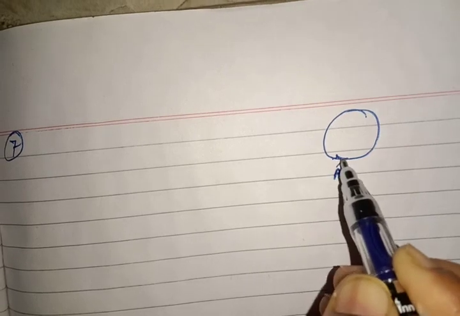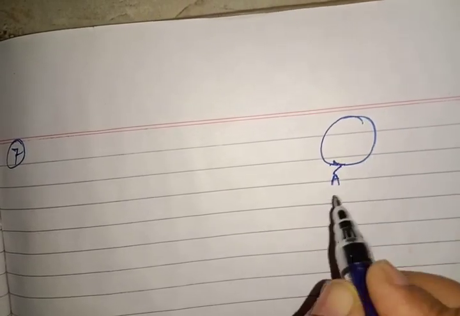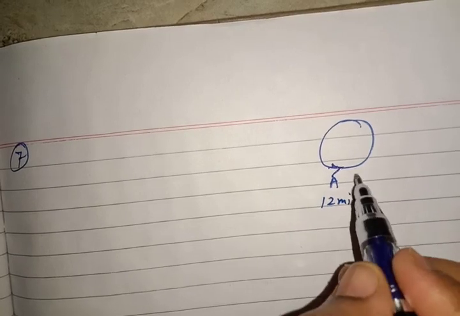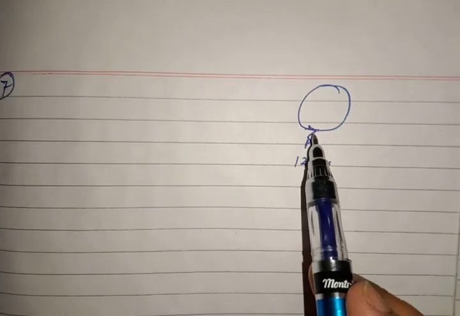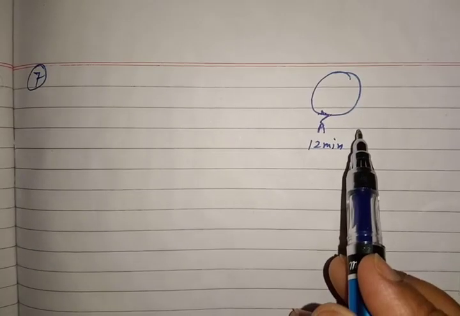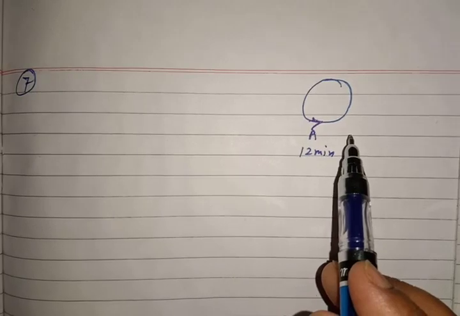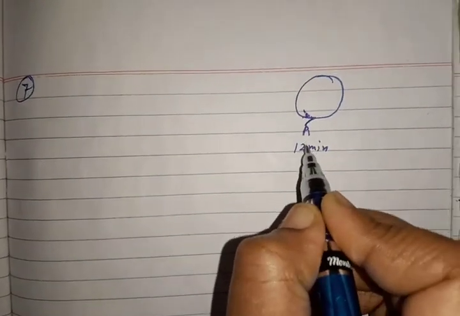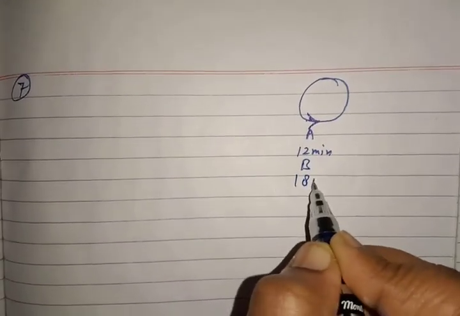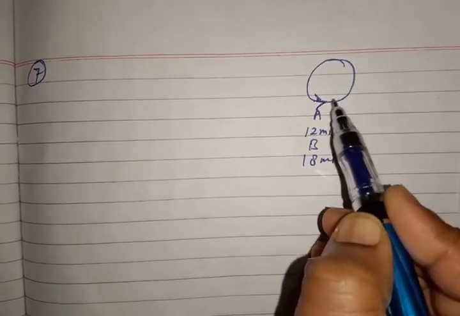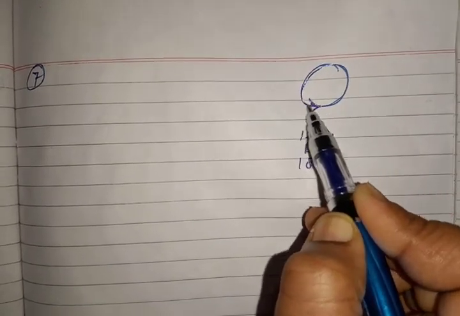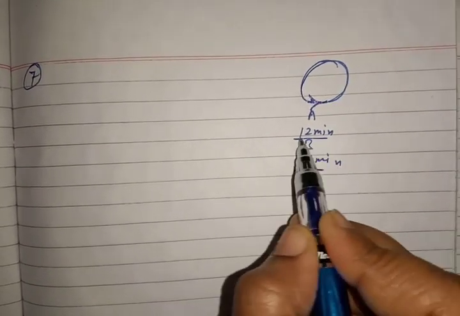This is a circular path around which a student goes. If student A starts from here, it takes 12 minutes to complete the circle. And for B, on the same circular path, Sonia takes 18 minutes to drive and Ravi takes 12 minutes. Suppose they both start at the same point. B also starts from here and takes 18 minutes. So after how many minutes will they meet again? It means we will find the LCM, least common multiple.